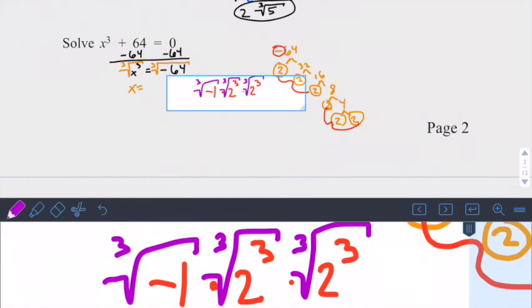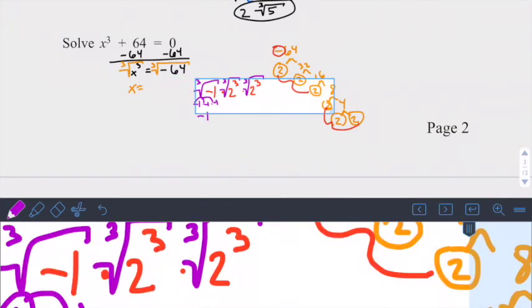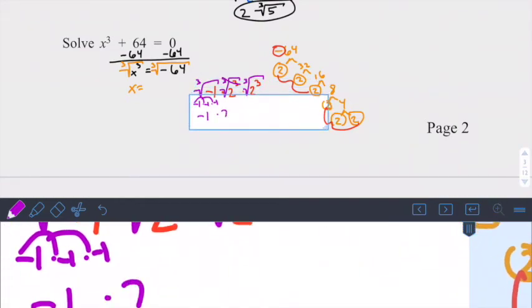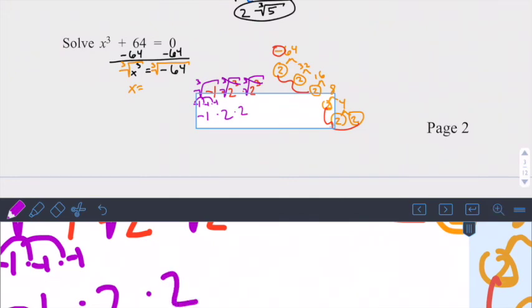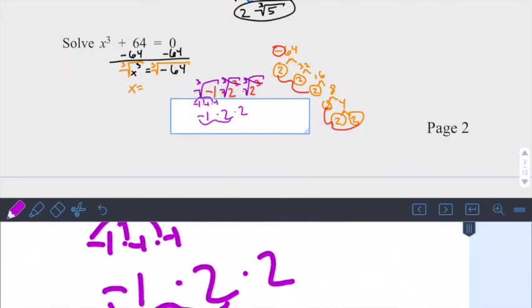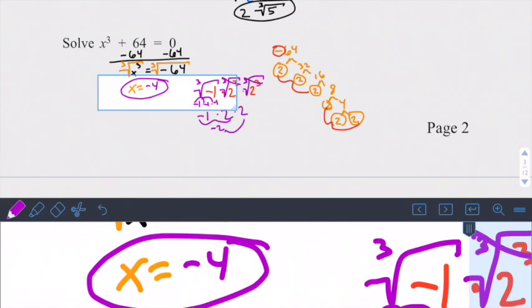Well, the cube root of negative 1, I could say negative 1 times negative 1 times negative 1. Well, the negative times the negative makes a positive, times the negative again makes it negative. So this actually works. This is negative 1. Cube root and the cube cancel, so I have 2. The cube root and the cube cancel, so I have 2 again. Negative 1 times 2 is negative 2, times 2 is negative 4. My solution is negative 4. You're going to get plenty more practice with that one.